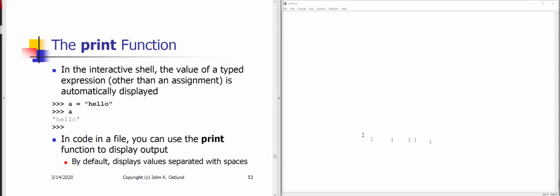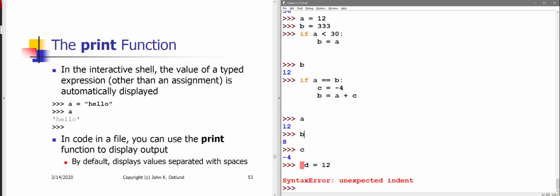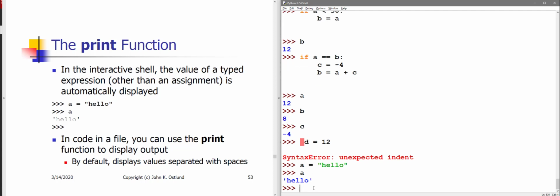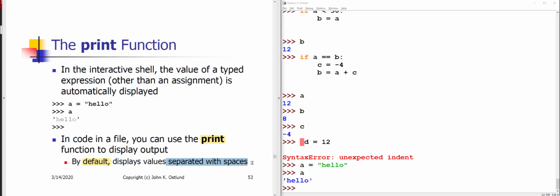Now, let me revert back to my interactive shell for a moment. If I say A gets hello, and then I just type the name of this variable A, the interactive shell automatically displays for me the representation of this string. So what I get as output is hello in quotes. But that's not going to occur in a saved program. In a saved program, I have to use a function, the print function, to see the value of a variable or of a literal or of some kind of expression. And by default, the print function is going to display the values that I give it as arguments separated from each other with spaces.